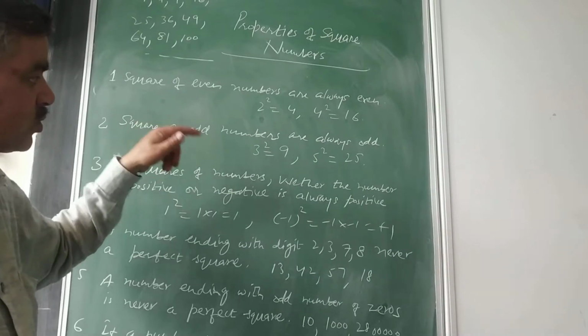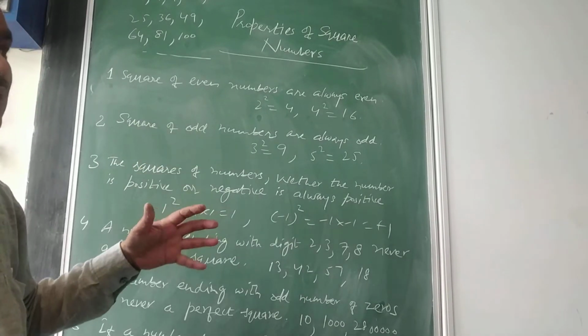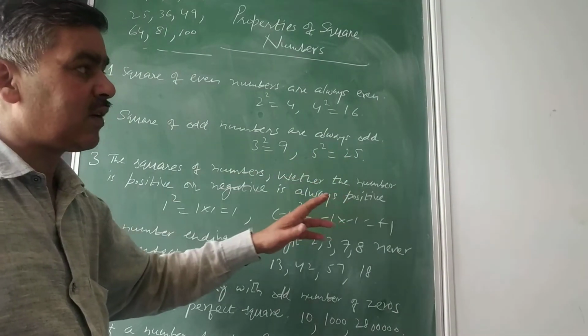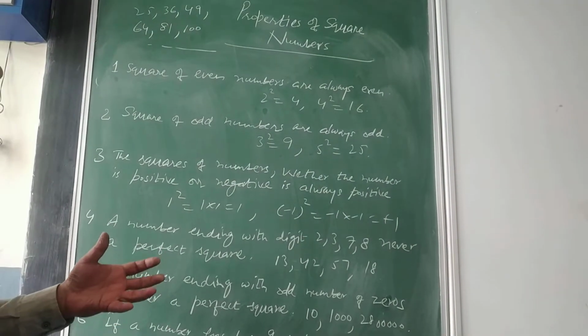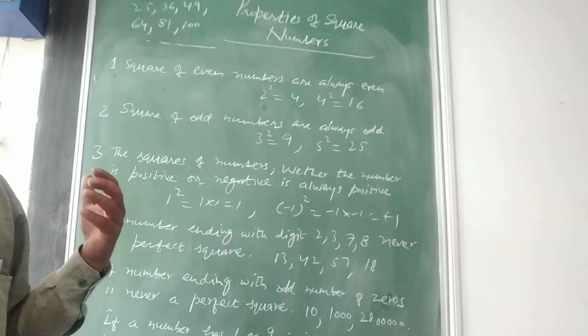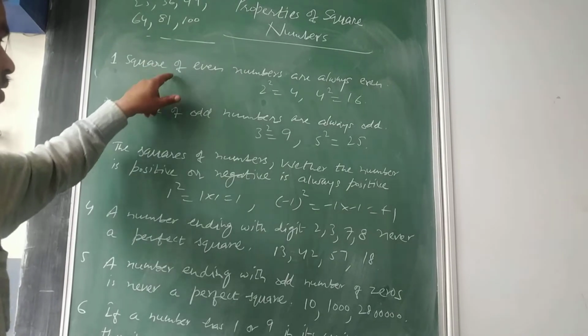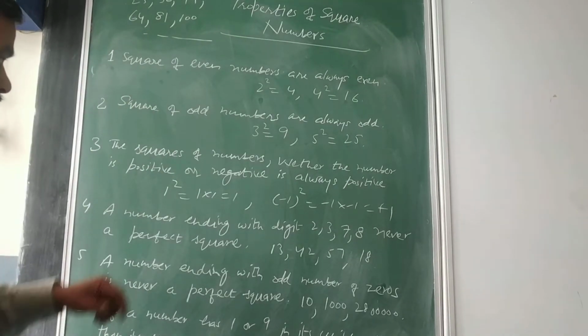So if I take the square of an odd number, like 1 square, the result is 1. 3 square is equal to 9. 5 square is equal to 25. Suppose I take 11, so 11 square will be equal to 121. The square of an odd number is odd and the square of an even number is even. These are the first two properties.